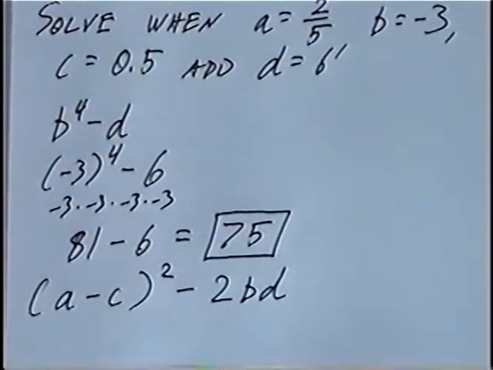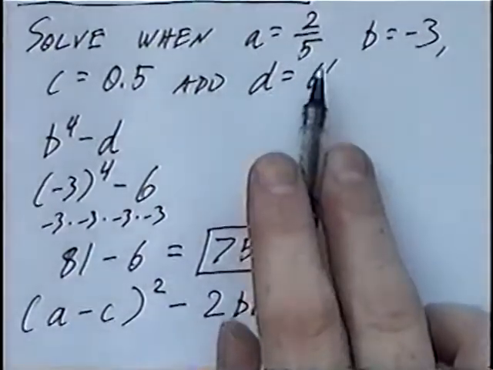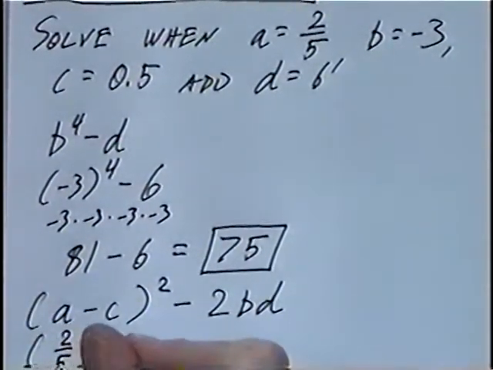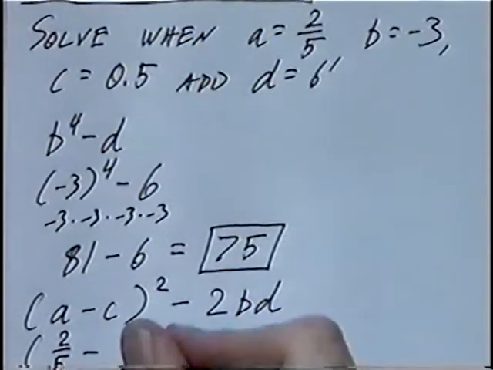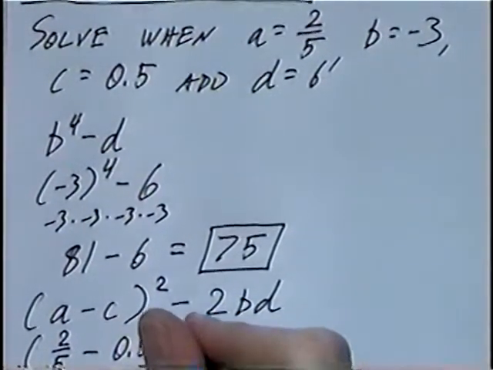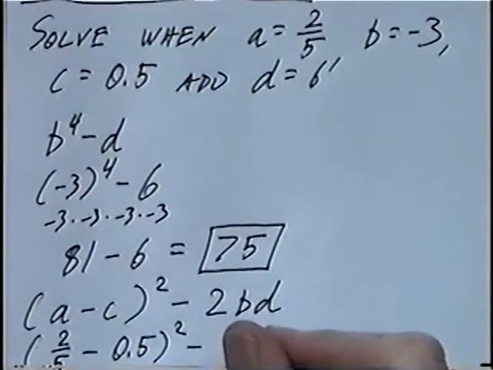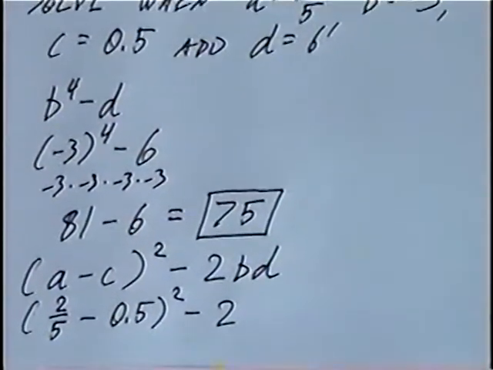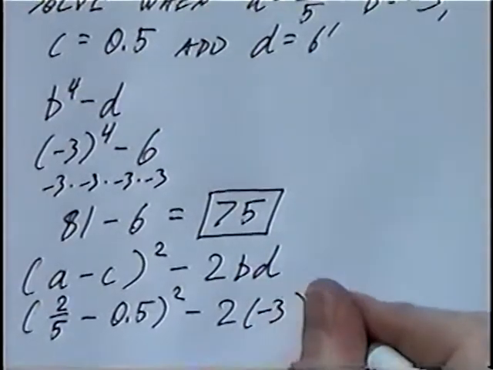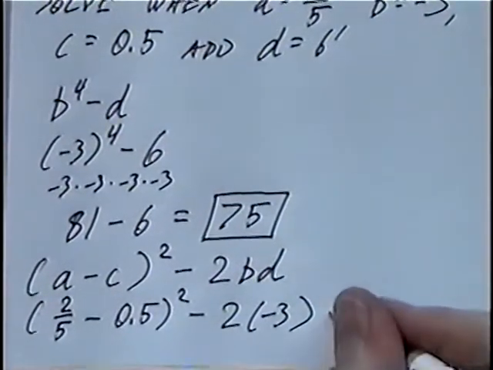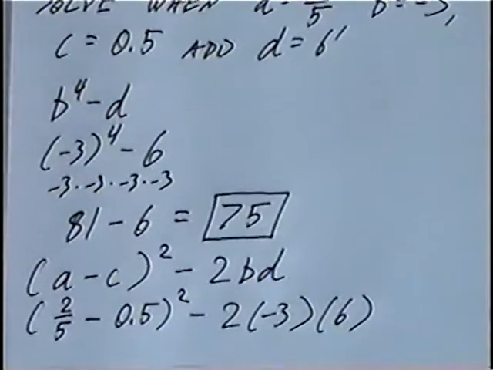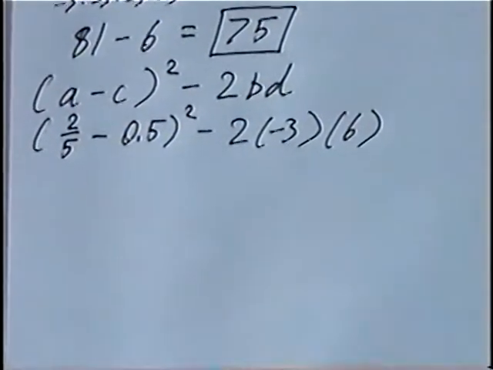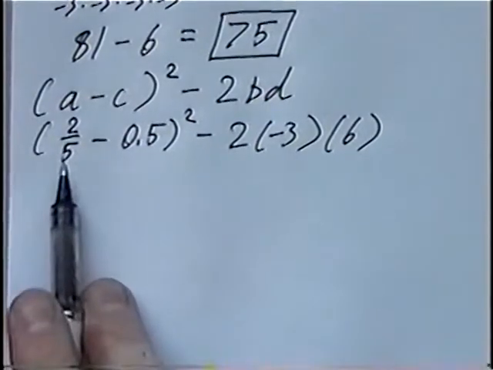Again, plugging the values in. A is equal to 2/5. C is equal to 0.5 squared minus 2. B is equal to negative 3. And D is equal to 6. Solving from here, we'll do parentheses first.